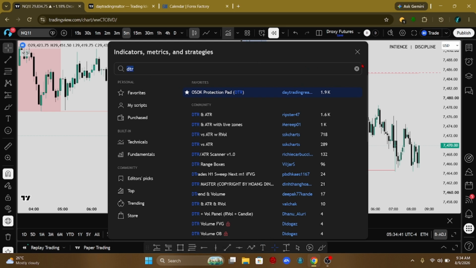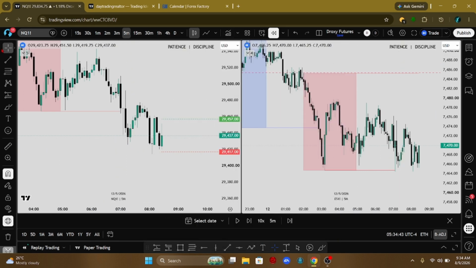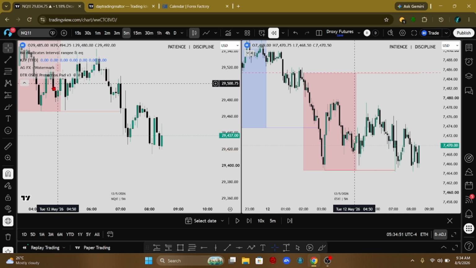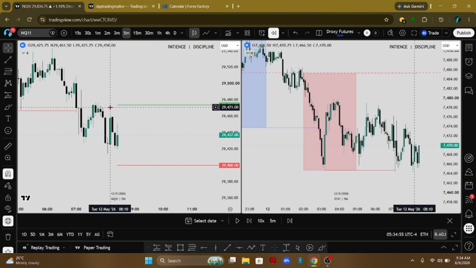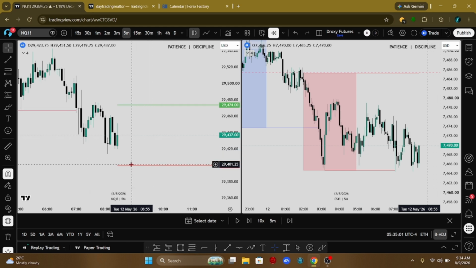Okay, so I have mine here, so I just have to enable it. Let's remove this one and enable this one. So this is mine. You see, whenever you press, you use that indicator to give you two lines, one horizontal green line and one horizontal red line.